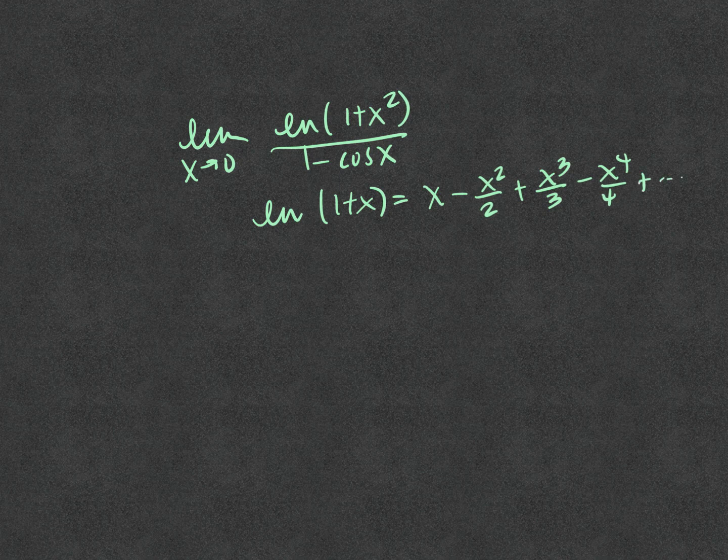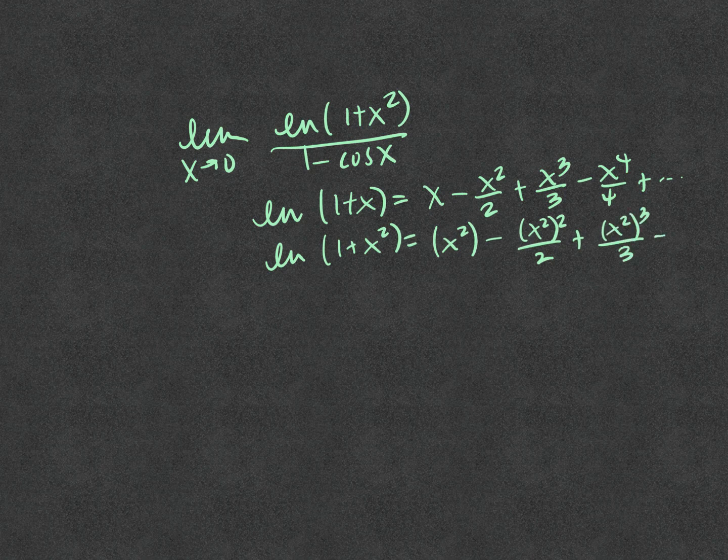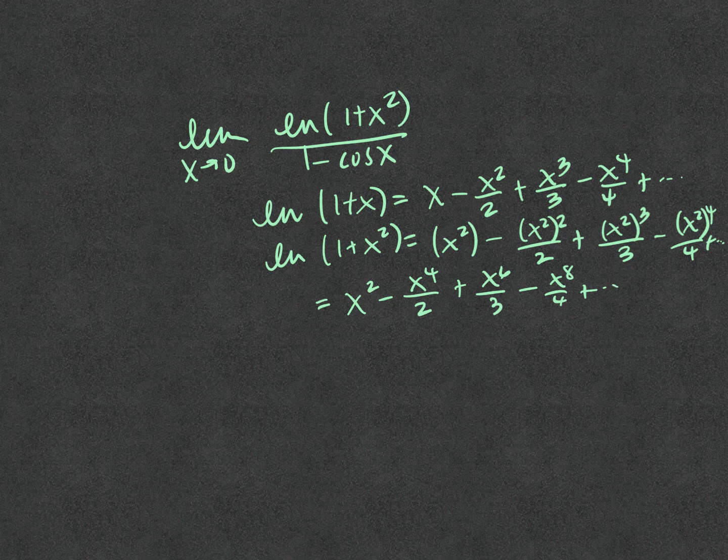I'm reading them off of a table, like you could. And so now let's look at natural log of 1 plus x squared. What happens is in place of x, we're putting x squared. So we have x squared squared over 2 plus x squared to the third over 3 minus x squared to the fourth over 4 plus dot dot dot. We'll squeeze those in. So then this is x squared minus x to the fourth over 2 plus x to the sixth over 3 minus x to the eighth over 4 plus dot dot dot.